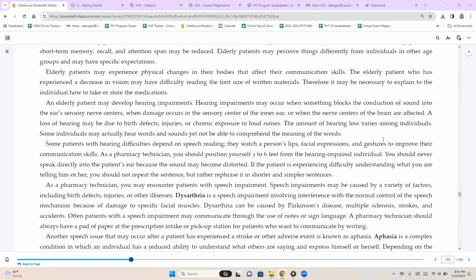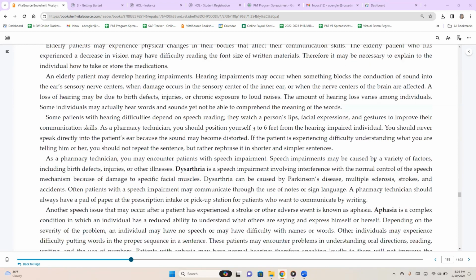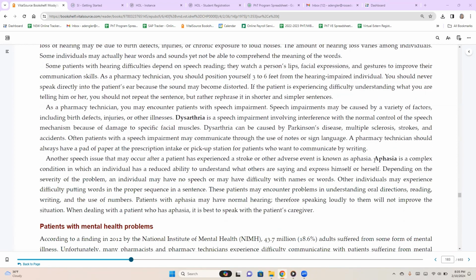Some patients could have difficulties with speech reading. They watch a person's lips, facial expressions, and gestures to improve their communication skills. As a pharmacy technician, you should position yourself 3 to 6 feet from the hearing impaired individual. You should never speak directly into the patient's ear because the sound may become distorted. If the patient is experiencing difficulty understanding what you are telling him or her, you should not repeat the sentence, but rather rephrase it in a shorter and simpler sentence.